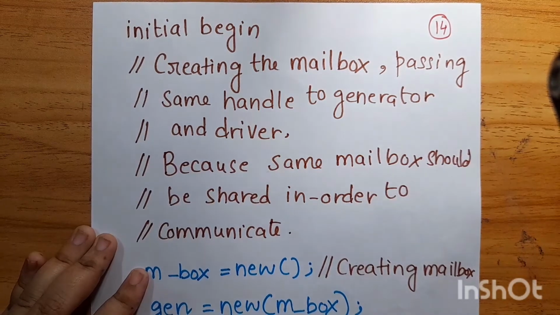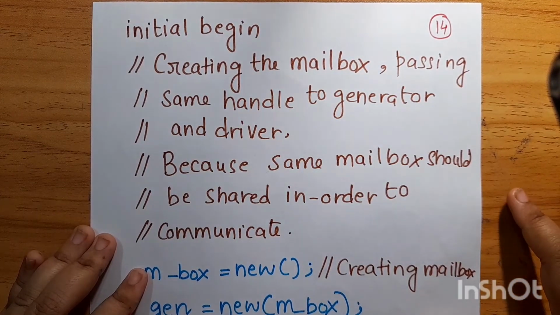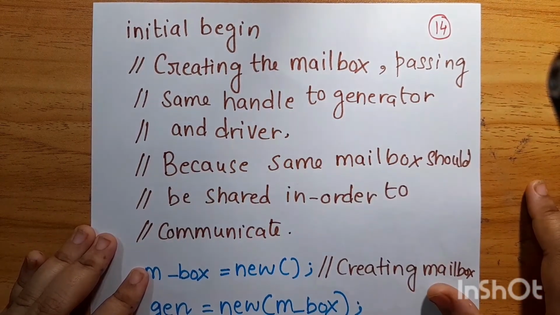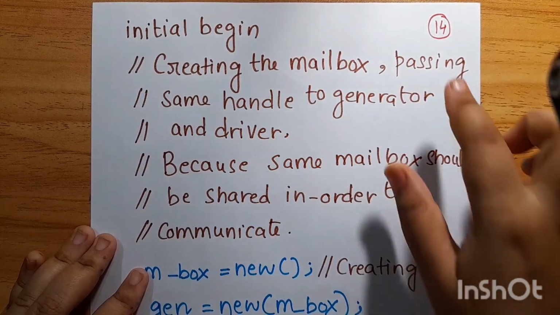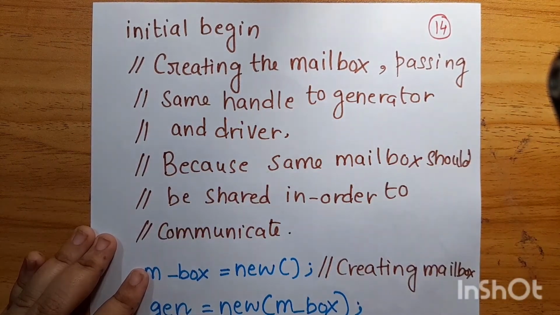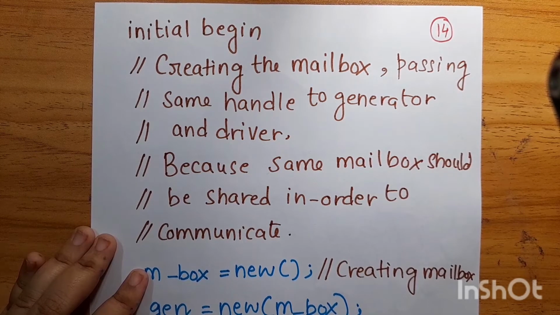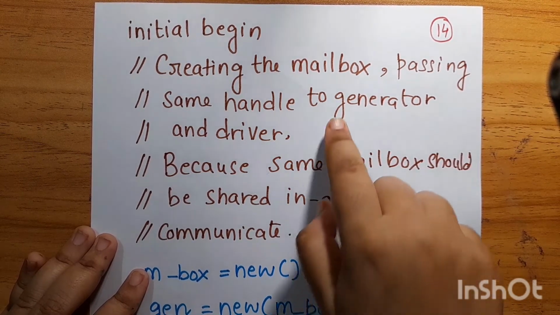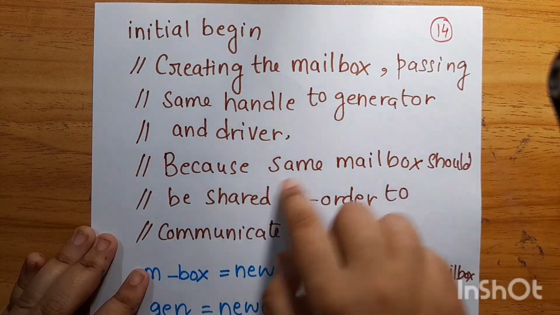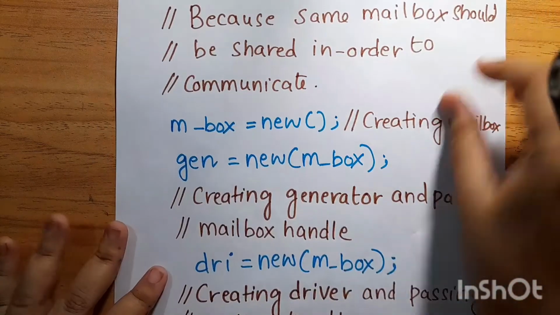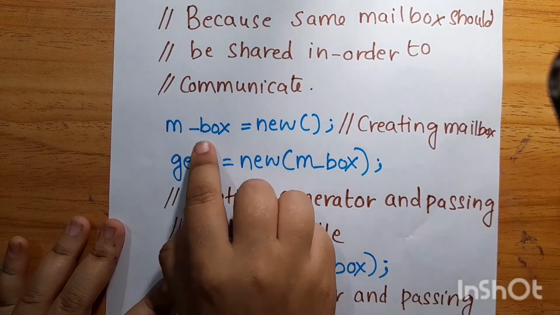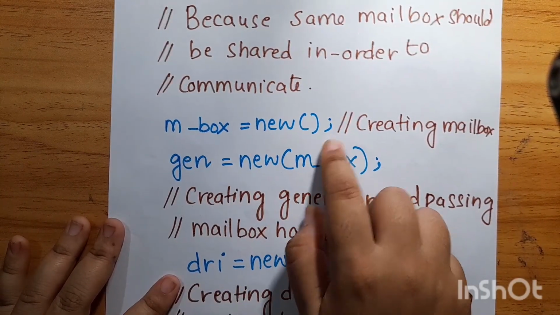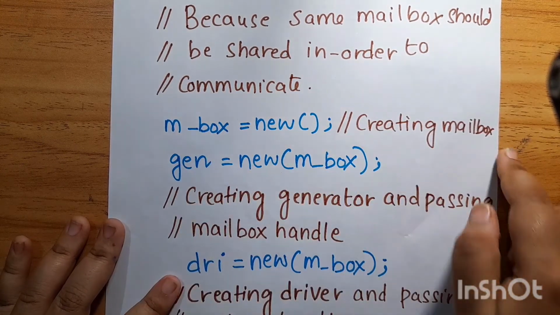Now the initial begin end block we will see. Inside the initial begin end block we will create the mailbox. After creating the mailbox, the same handle will be passed to the generator and the driver class. As the mailbox does the inter-process communication, the same handle will be used by the generator and by the driver. So here I am doing m_box is equal to new; semicolon. This is creating the mailbox.